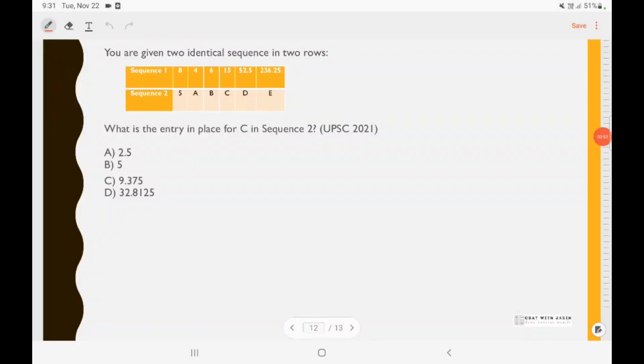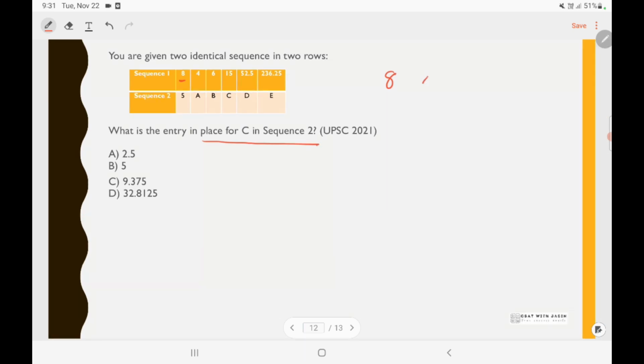I will give you one more example. So here you are given two identical sequences in 2 rows. What is the entry in place for C in sequence 2? If you check sequence 1, you can see that the first term is 8, then you are getting 4, then you are getting 6, then you are getting 15, then you are getting 52.5, etc. Right? So here if you see, initially it is reducing to 4 and then it is increasing.